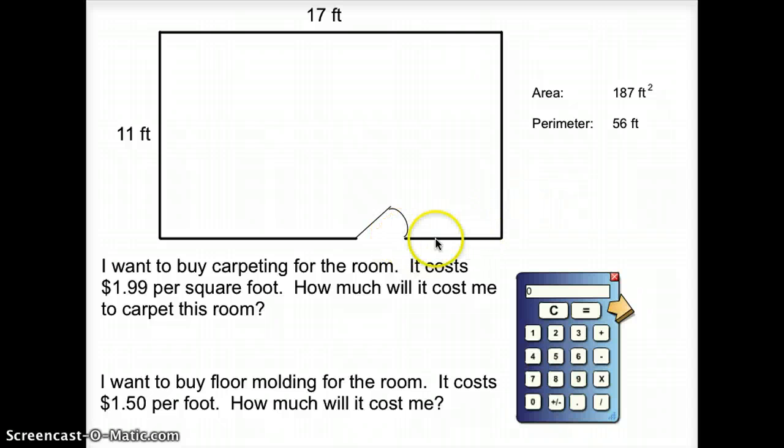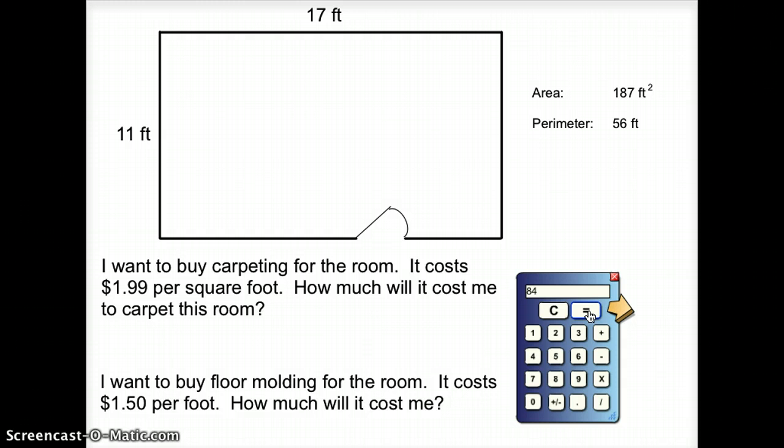If I wanted to surround the room with molding, and I'm going to ignore the door for a second, that's a little door if you were wondering. Ignore that door and just buy enough molding to go around the entire perimeter. It wouldn't hurt to have a little extra. So I need to know my perimeter, which is 56 feet. Now this is not square feet because we're only going around the perimeter. We're not involving the squares in the middle this time, so it's just 56 feet. I can take my 56 feet and multiply that by $1.50, because it says right here that molding is $1.50 per foot. So I multiply $1.50 by 56. I would get $84. So it would cost $84 to buy molding for this room.